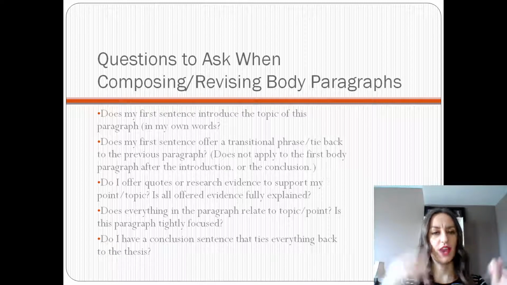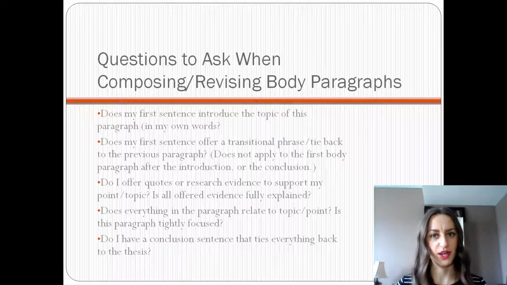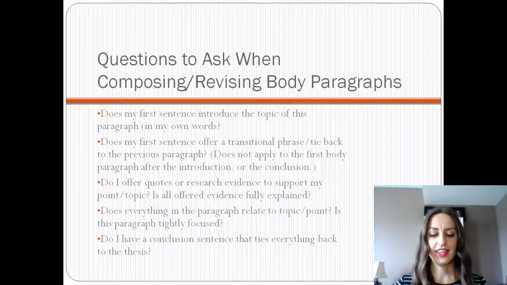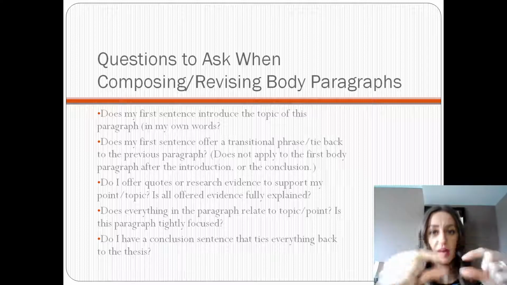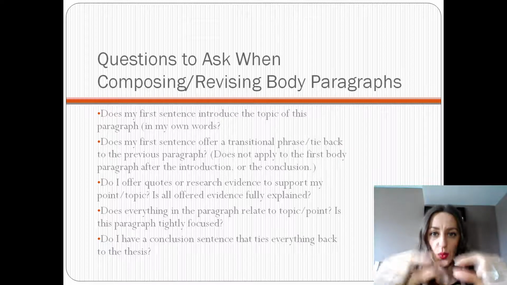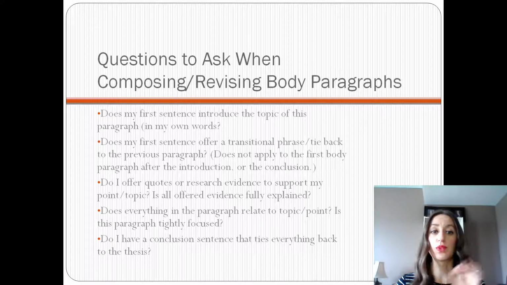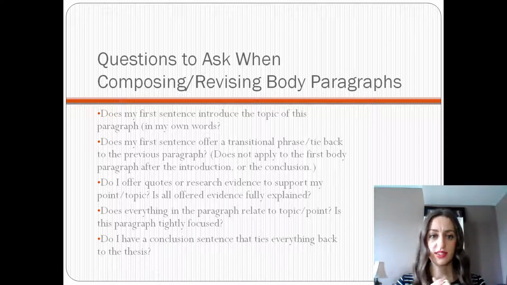Because for me, I write it, and usually by the end of the paragraph is where I figure out where my point is. So I will identify the point wherever I found it, and then I will make sure to revise my topic sentence so that it indicates what that point is, all right? So here are the questions to ask yourself on either side of that process.